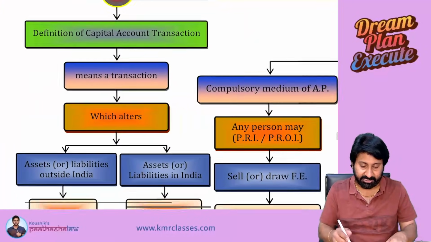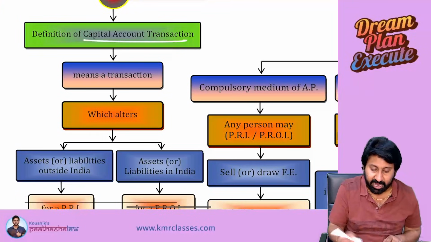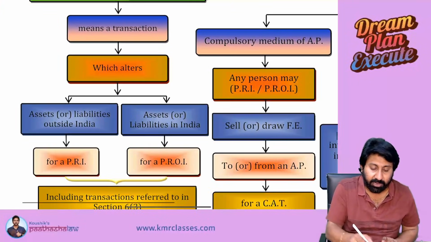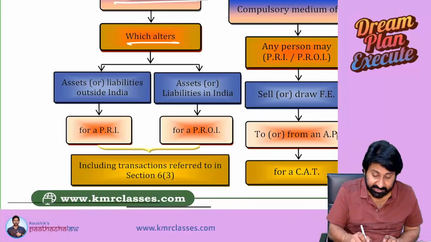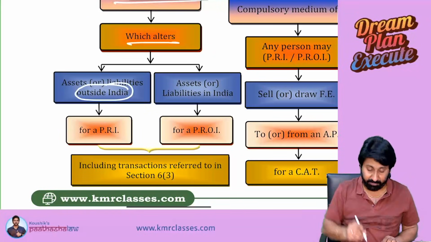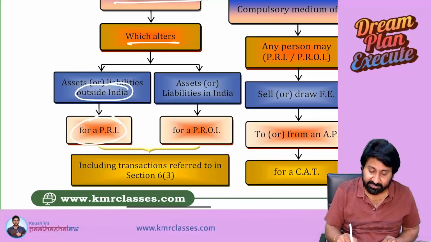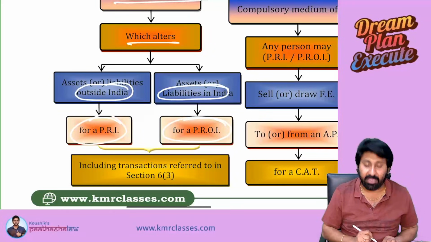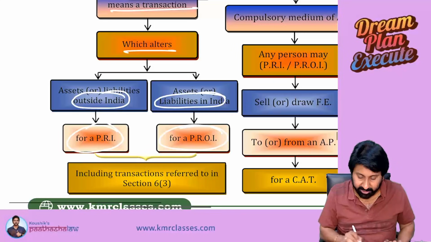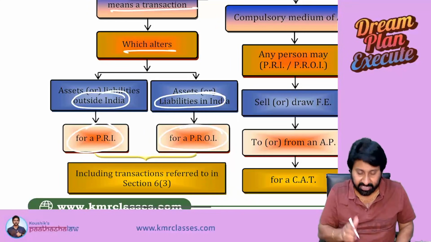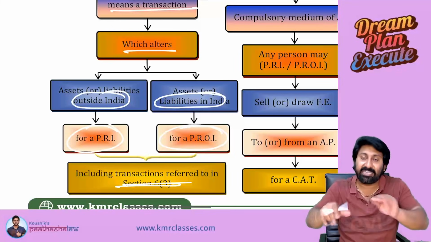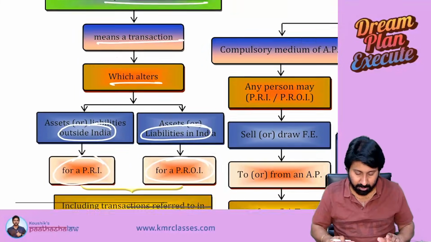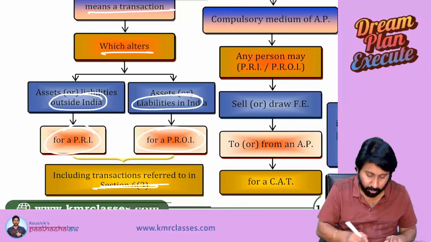Capital account transaction. Definition. Define a capital account transaction. It means a transaction which alters assets or liabilities outside India for a PRI, and assets or liabilities in India for a PROI. That's it. It includes transactions referred to in section 6.3, but that is deleted now. The section is there, but the list is not there now. So just read and leave. The main point is you have to read up to here.